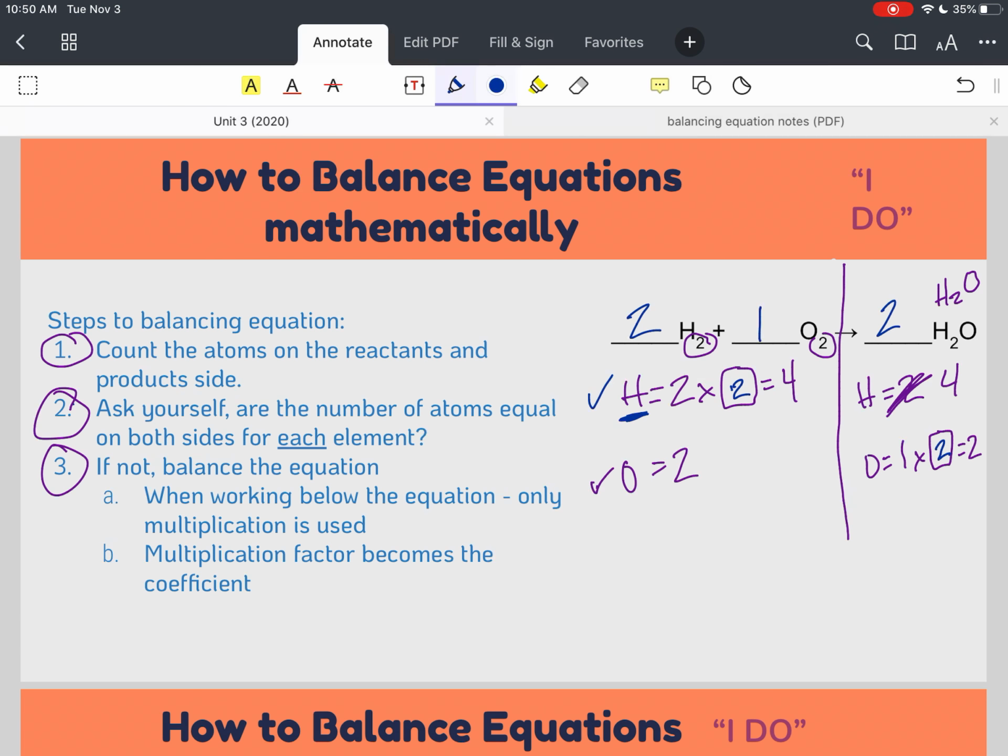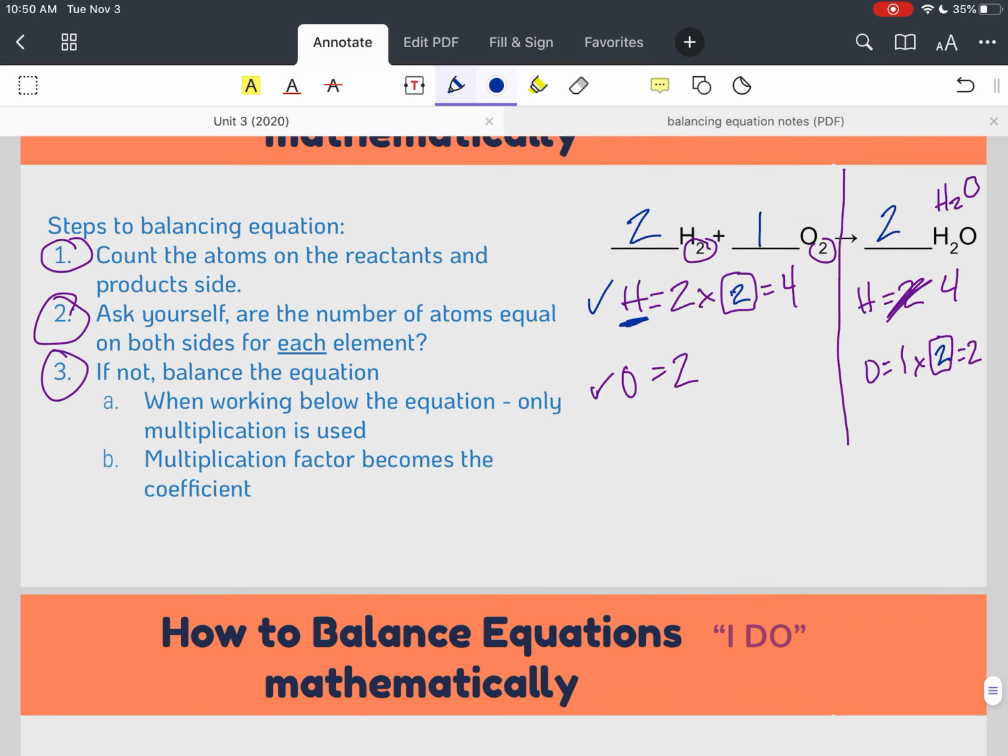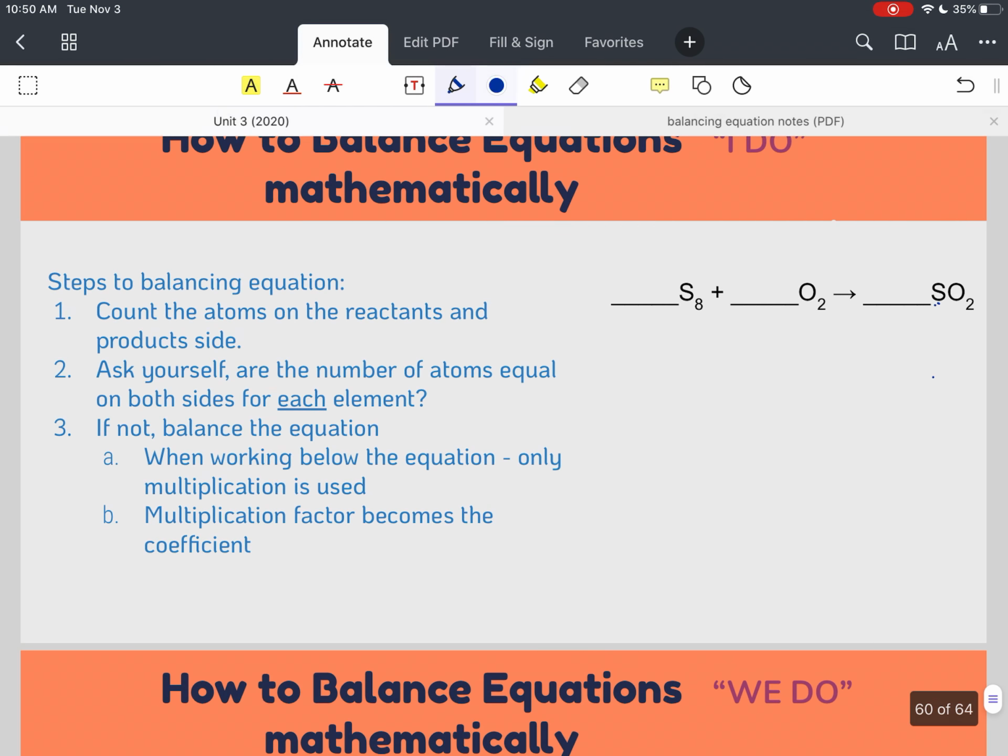But don't go just putting any number in there or feeling like you need to do something else because there's no number there. There's not always going to be an additional number in front of the molecule or element. Okay, so let's do another one.